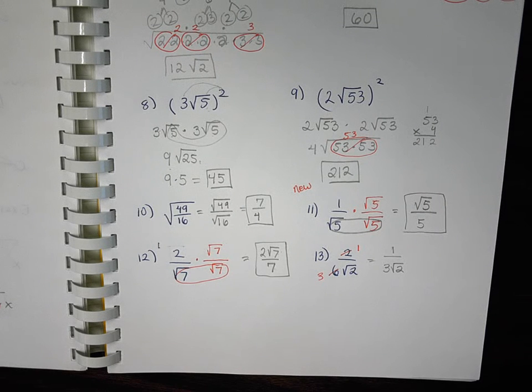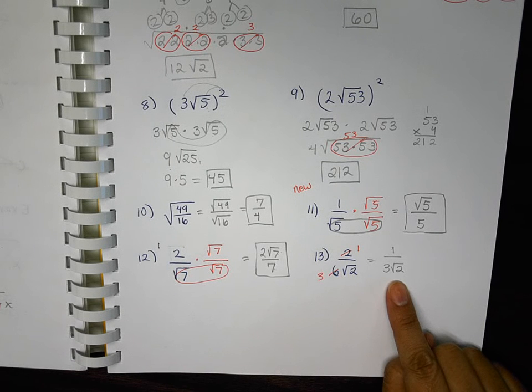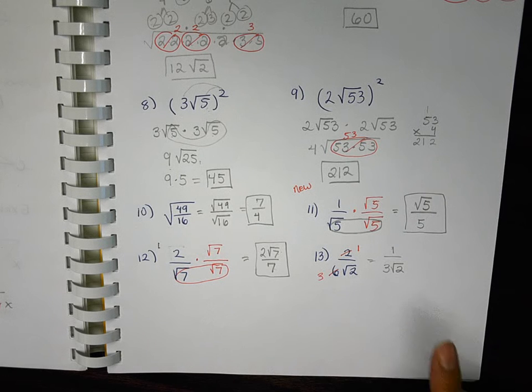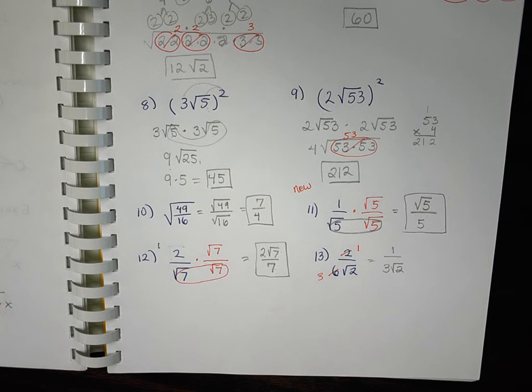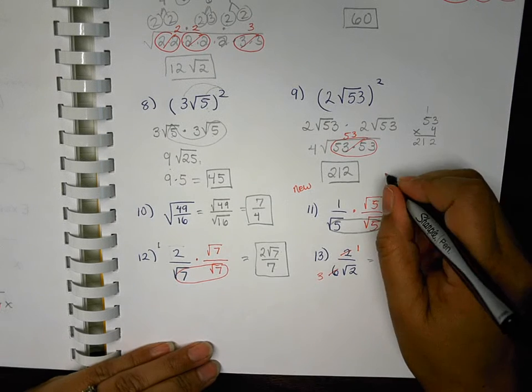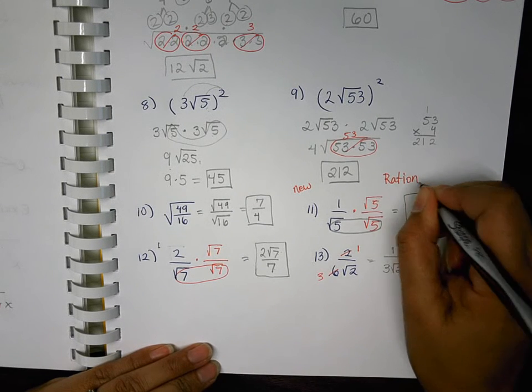Okay, who can raise their hand and tell me why this would be wrong if I left it? Because there is a radical in the denominator. So what's the process called? Starts with an R? Rationalizing. So we're going to rationalize.